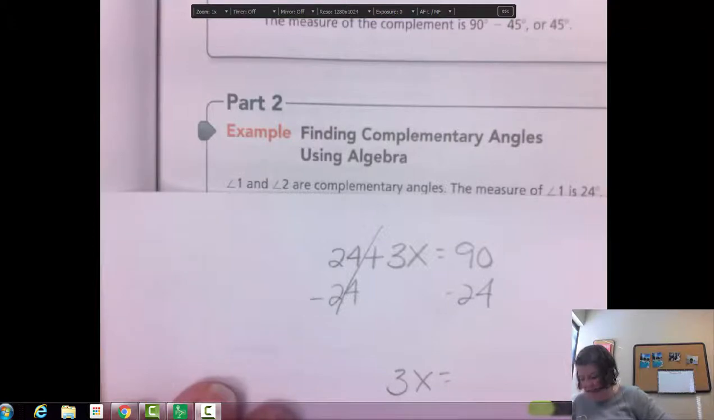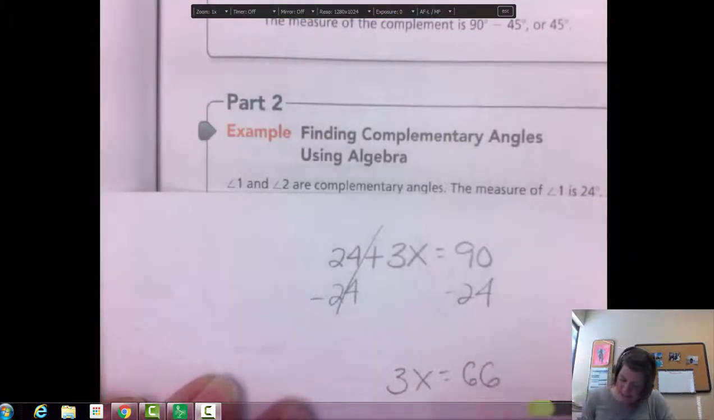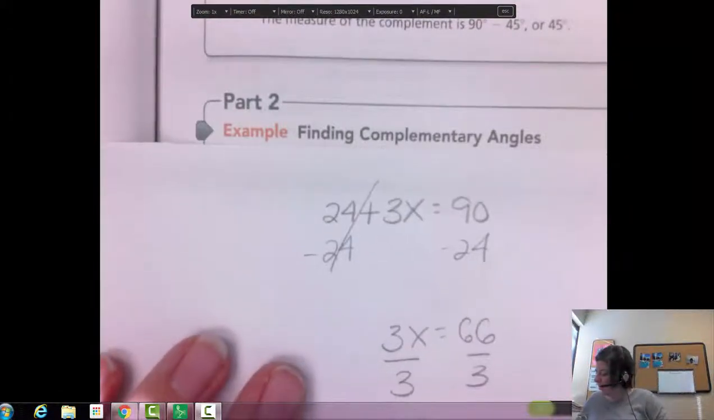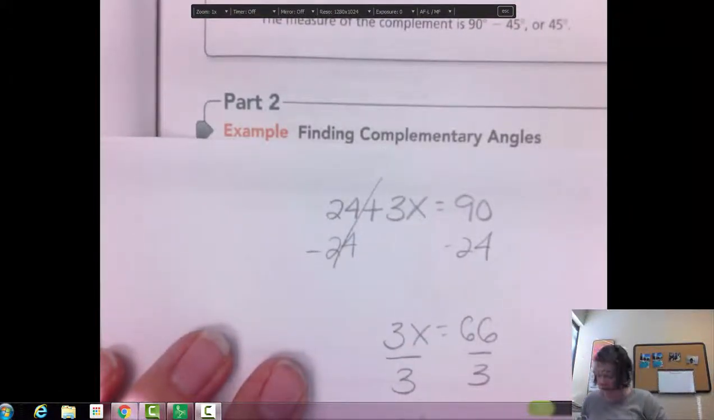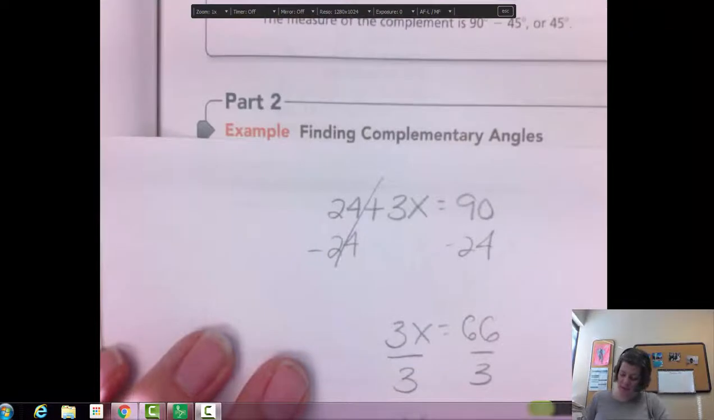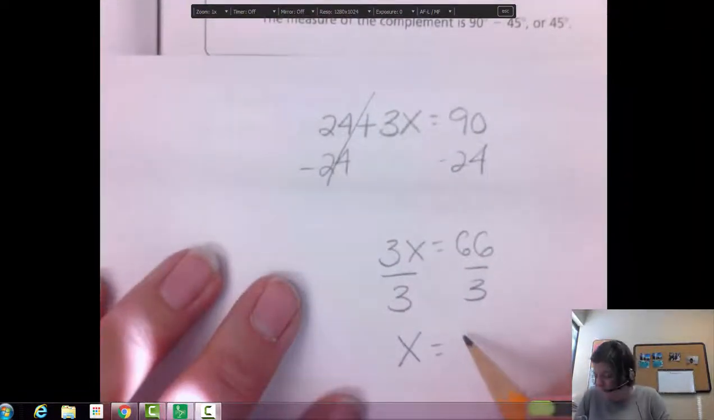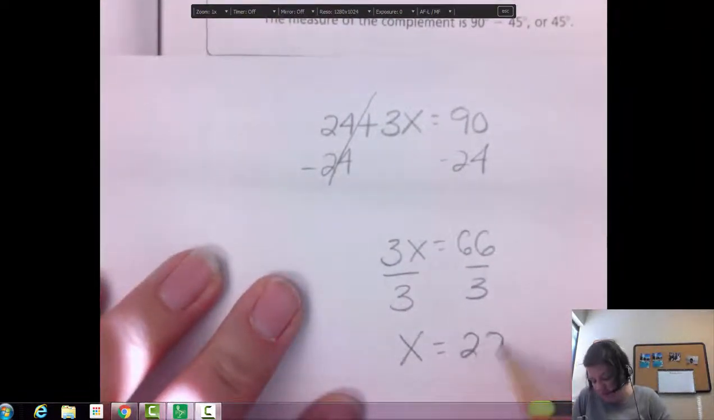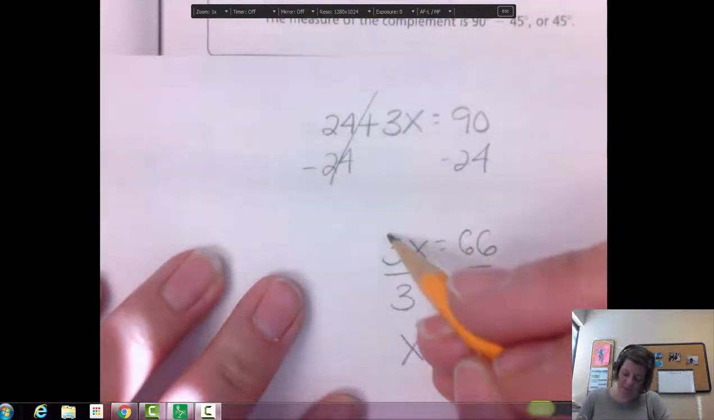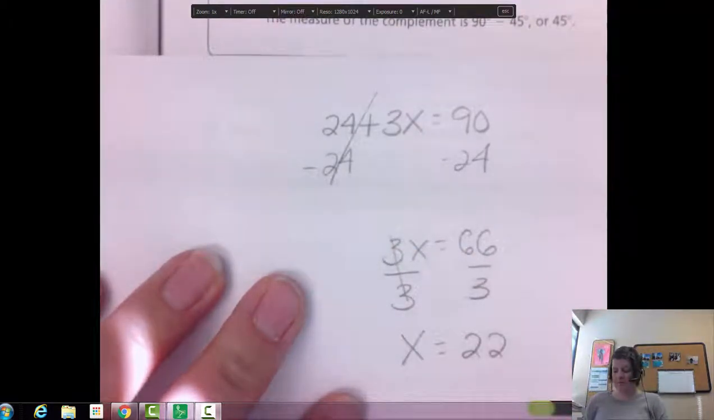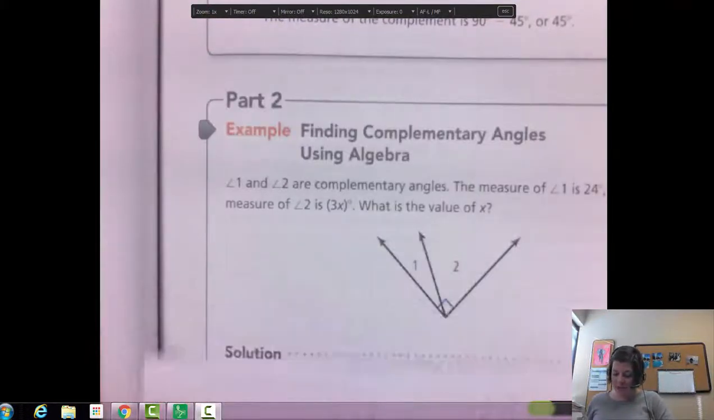And then I'm going to divide it by 3. So I get 66. Divide that by 3. And I get x is equal to how many times does 3 go into 66? It goes in there 22 times. 66 divided by 3 is 22. Okay, so we got 22 is x.